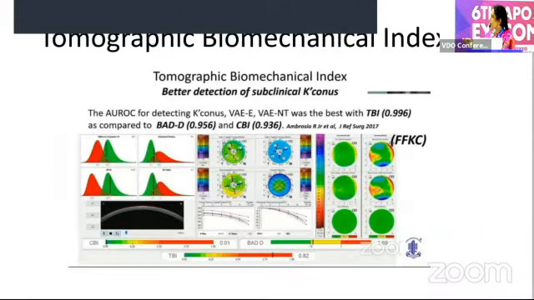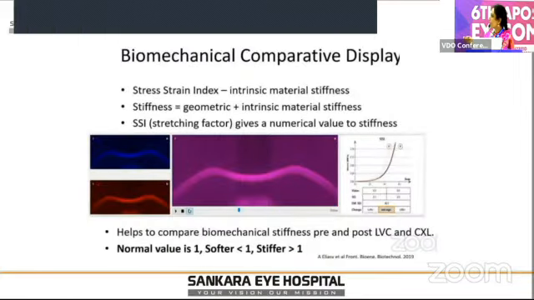Another index is the Tomographic Biomechanical Index, TBI. It is the most specific index. It better detects subclinical keratoconus, where artificial intelligence nomograms have been used to calculate it. The other index is the Stress Strain Index, SSI, which is approximately equal to 1. It gives the actual rigidity of the cornea. It includes both geometric and intrinsic material stiffness and the stretching factor, and gives numerical values to stiffness. The normal value in patients around 50 years of age is around 1. In younger patients it will be softer, less than 1, and stiffer if it is more than 1.